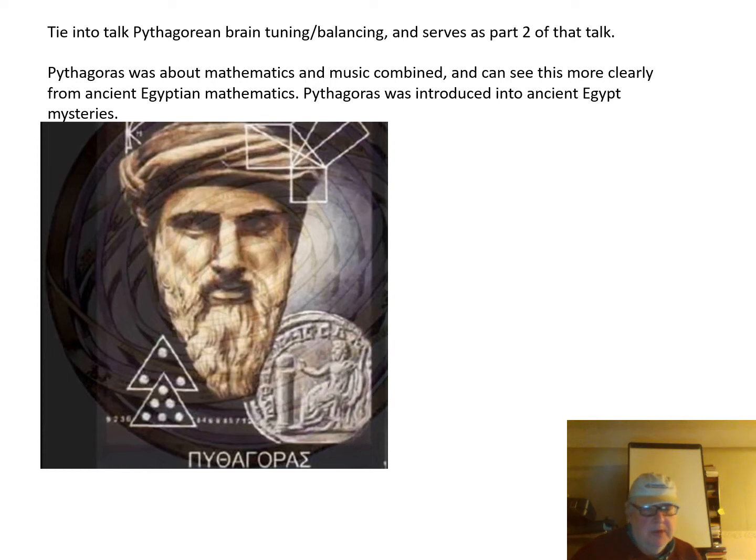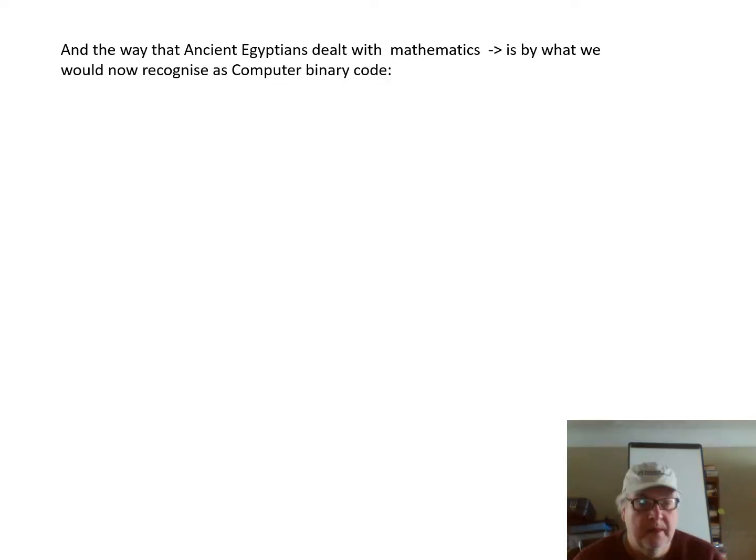Pythagoras' cult was about mathematics and music combined, and you can see this more clearly from ancient Egyptian mathematics. Pythagoras was introduced into the ancient Egyptian mysteries, hence where he's getting this information from. The way that the ancient Egyptians dealt with mathematics is how we would now recognise as computer binary code.